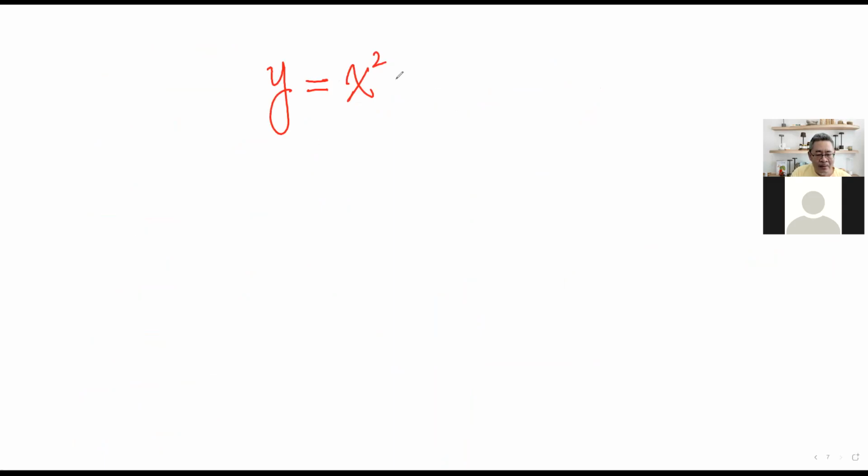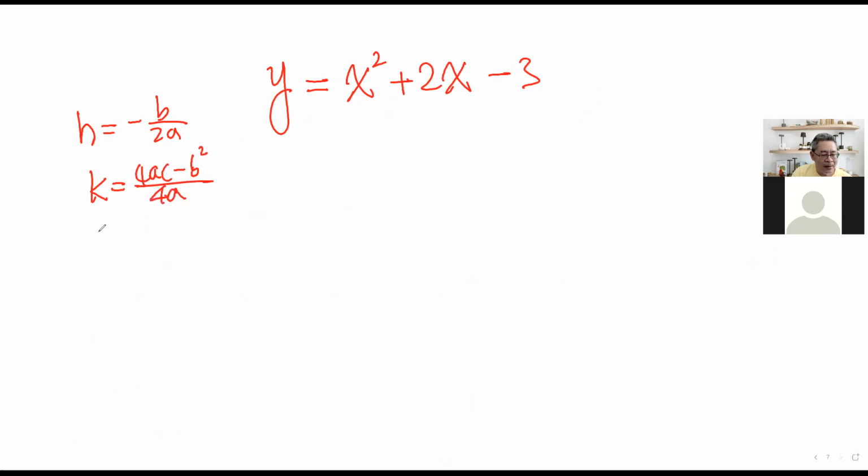x squared plus 2x minus 3. So you need to figure out the h and k, or we just plug in. We call k a function of h. We can write this as a function, which just means y is a function of x. And then the quadratic formula.